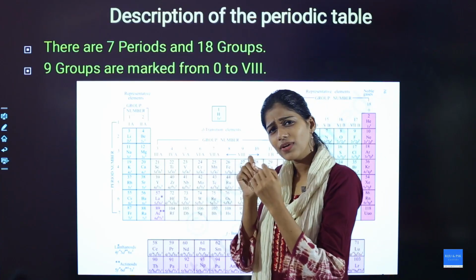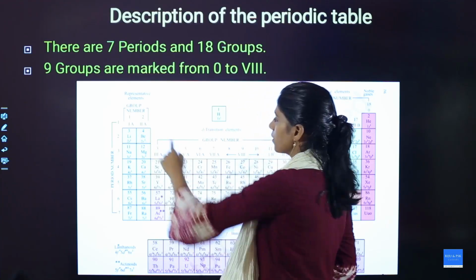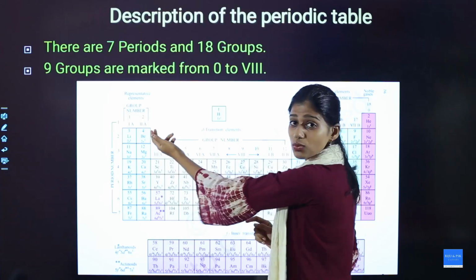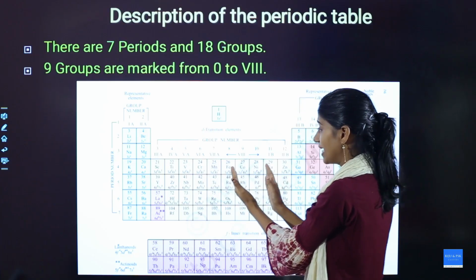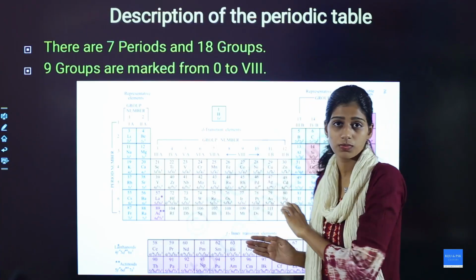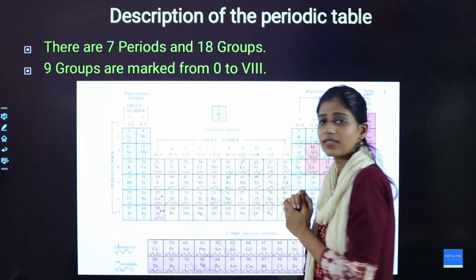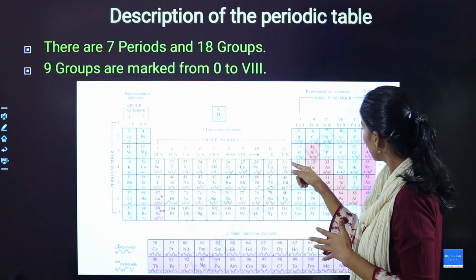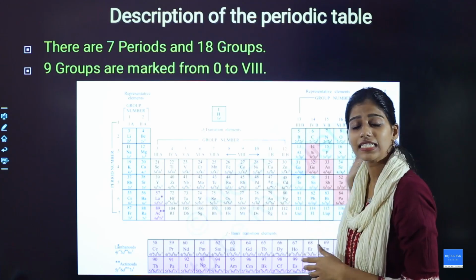Dear children, did you ever notice that there is one more type of group numbering given to the system? Just below the number 1 you can see 1A, then 2A, 3A, 4A, 5A, 6A, 7A and then 8. Focus on group 8: it is the number given to 3 groups together. The 8th, 9th and 10th groups are all considered together as Roman numeral 8. After that you have 1B, 2B, 3B up to 7B, and then it is 0.